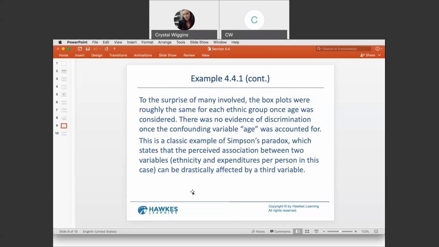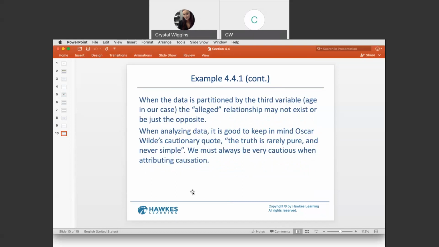And sometimes it's more than just a third. Sometimes it's a third, fourth, and fifth variable that need to be considered in order to really determine whether the comparisons are equal. When the data is partitioned by the third variable, age in our case, the alleged relationship may not exist or be just the opposite of what you were thinking. When analyzing the data, it is good to keep in mind Oscar Wilde's cautionary quote: "The truth is rarely pure and never simple." We must always be very cautious when attributing causation.